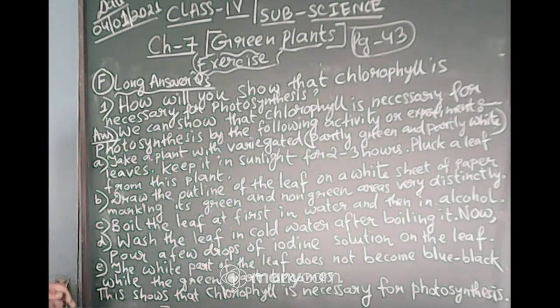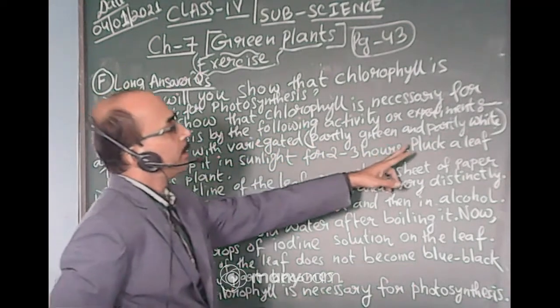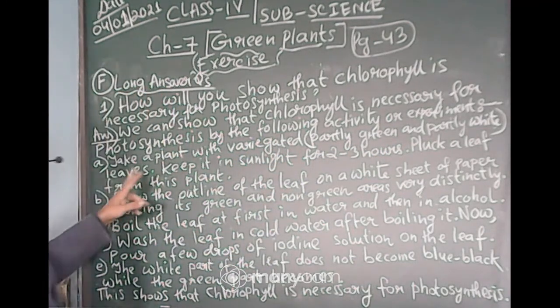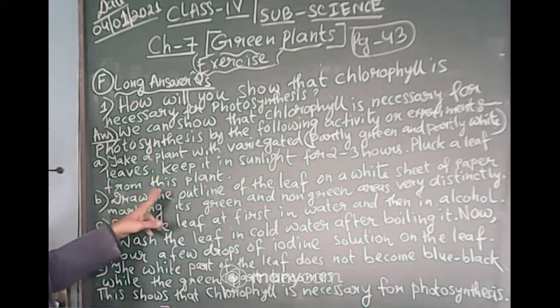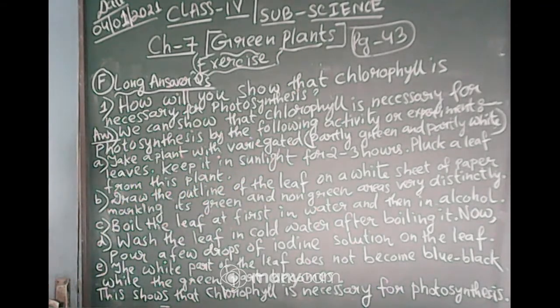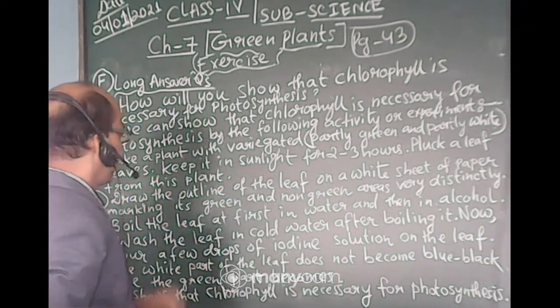Number A, how can you do this activity? Take a plant with variegated, meaning partly green and partly white, leaves. Keep it in sunlight for 2 to 3 hours. Then pluck a leaf from this plant. Number B, draw the outline of the leaf on a white sheet of paper, marking its green and non-green areas very distinctly.